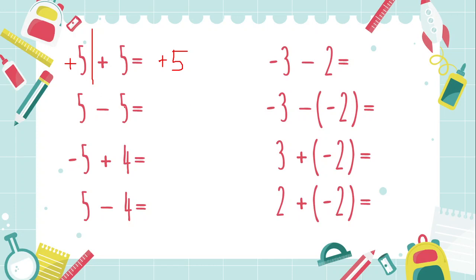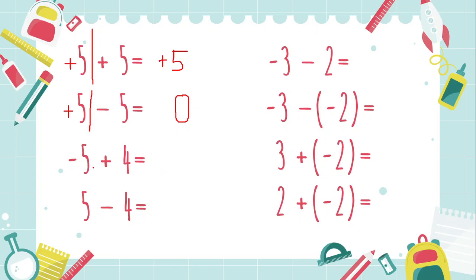Next, let's have another example here. 5 minus 5. Again, this 5 here does not have any sign on its left side, therefore this number is a positive number. Then let's separate the two numbers. So you have a positive 5 and a negative 5. If we have two numbers with different signs, what we have to do is to subtract the two numbers. So we have 5 minus 5. Then the result is 0. Now we all know that 0 does not have any sign.